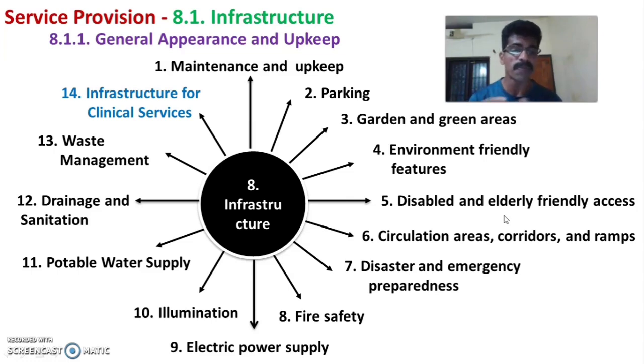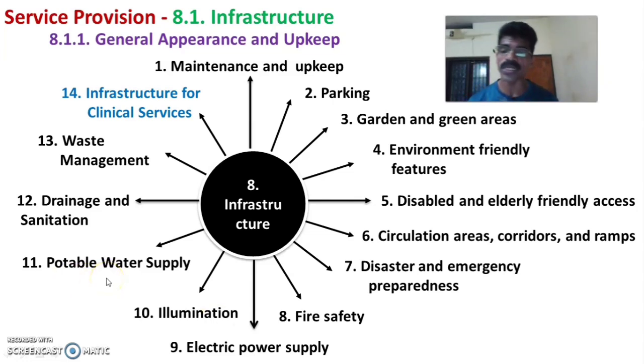For that, special preparation is required for the elderly people and the disabled people, that is called disabled and elderly friendly access. Then sixth one is circulation areas, that is junctions, corridors, ramps, etc., for easy transportation. Then seventh one is disaster and emergency preparedness. Eighth one is fire safety or fireproofing. Ninth one is electric power supply. And 10th one is illumination, that is nothing but lighting in the different sections of the PHC, for example, in the dressing room, office, and station.